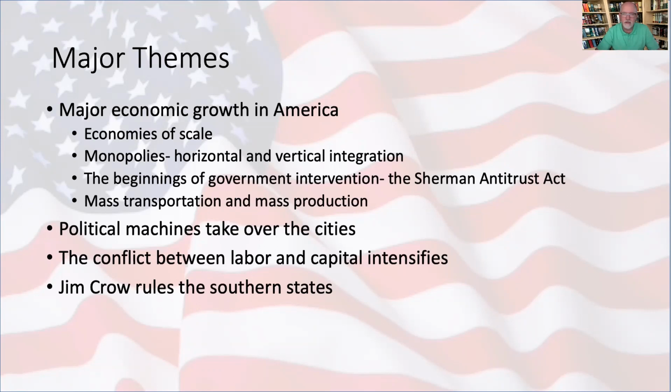This, of course, is also the era loosely labeled as the era of the robber baron, because there's very little government oversight, government regulation of commerce at this point. So we see the emergence of monopolies, not the game with Boardwalk and Park Place, but the actual attempt by certain titans of industry like John D. Rockefeller or Andrew Carnegie to literally take over entire industries through either horizontal or vertical integration.